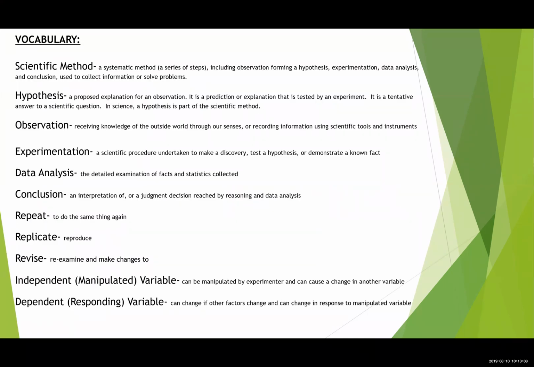So here is some of your vocabulary from the very beginning of your notes in your chapter. So your words are scientific method. I'm going to read through these with you, but we're going to make more sense of them as we go along, okay? Scientific method, a systematic method, which is a series of steps, including observation, forming a hypothesis, experimentation, and data analysis. A hypothesis is a proposed explanation for an observation.